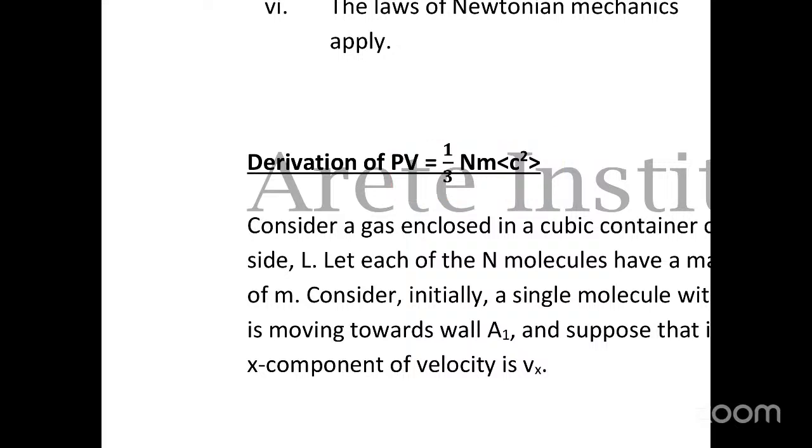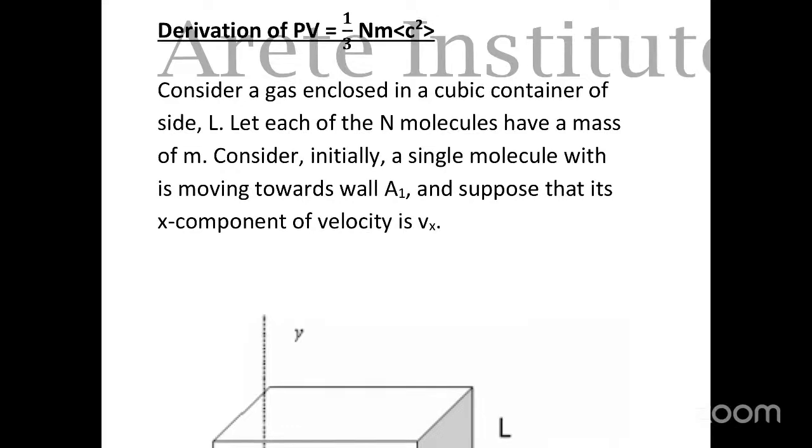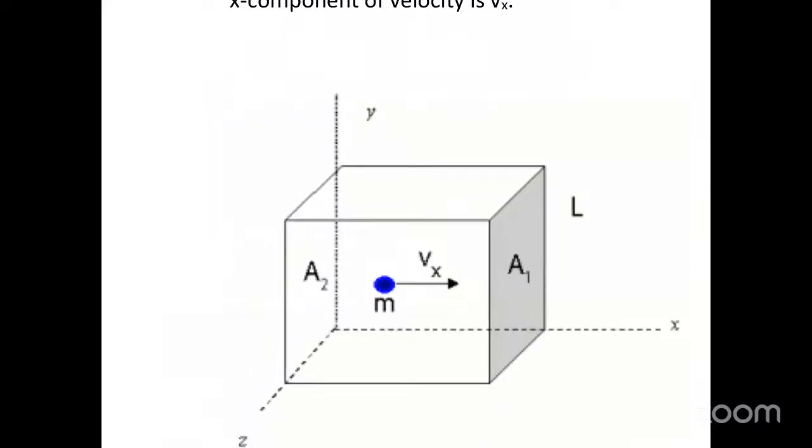Alright, so let's take a look at it. I'll use the handout for now because the handout will give you a little idea what's going on. So we are trying to get PV is equal to 1/3 Nm c squared. We already know those two: PV is nRT and PV is NkT. We're going to use those to help us. So let's consider gas in a cubic container of side L. So watch it there. A cubic container, each side is L.